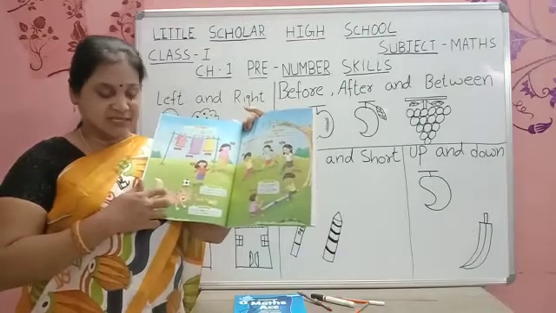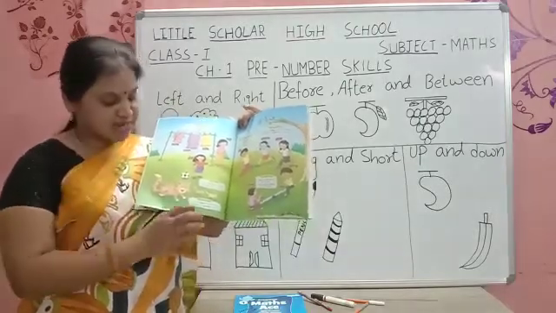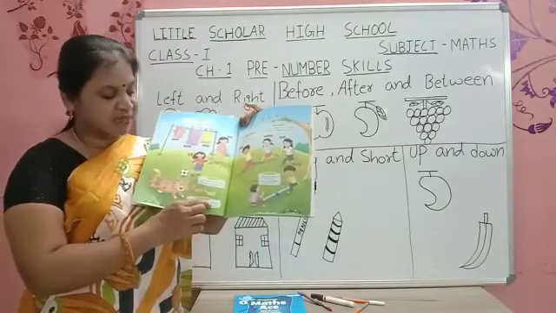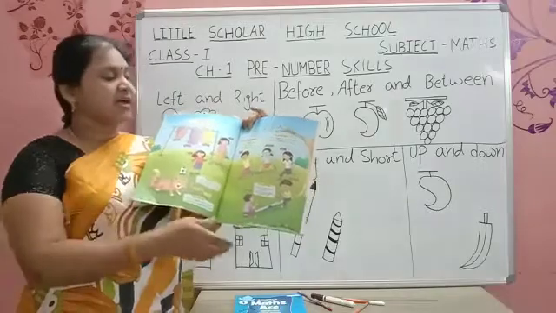You can see the size. Cat is big in size. Kittens are small in size. The kittens are smaller than the cat. How is the kitten? The kitten is smaller than the cat.